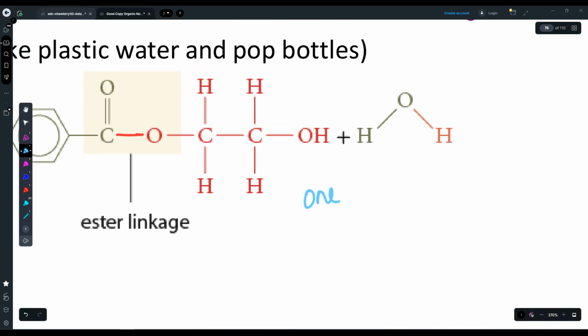Okay, so I do understand that this is a condensation polymerization reaction. However, that's a common mistake between both condensation polymerization reactions as well as esterification.